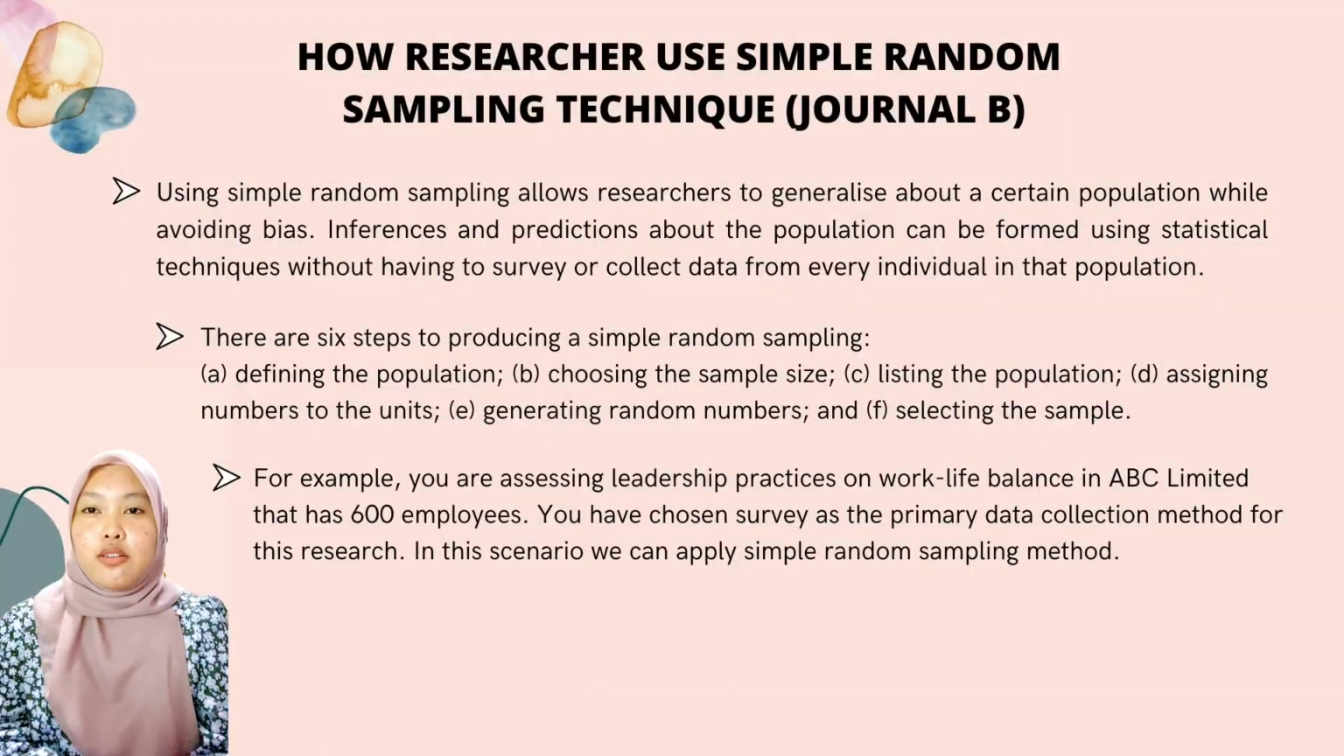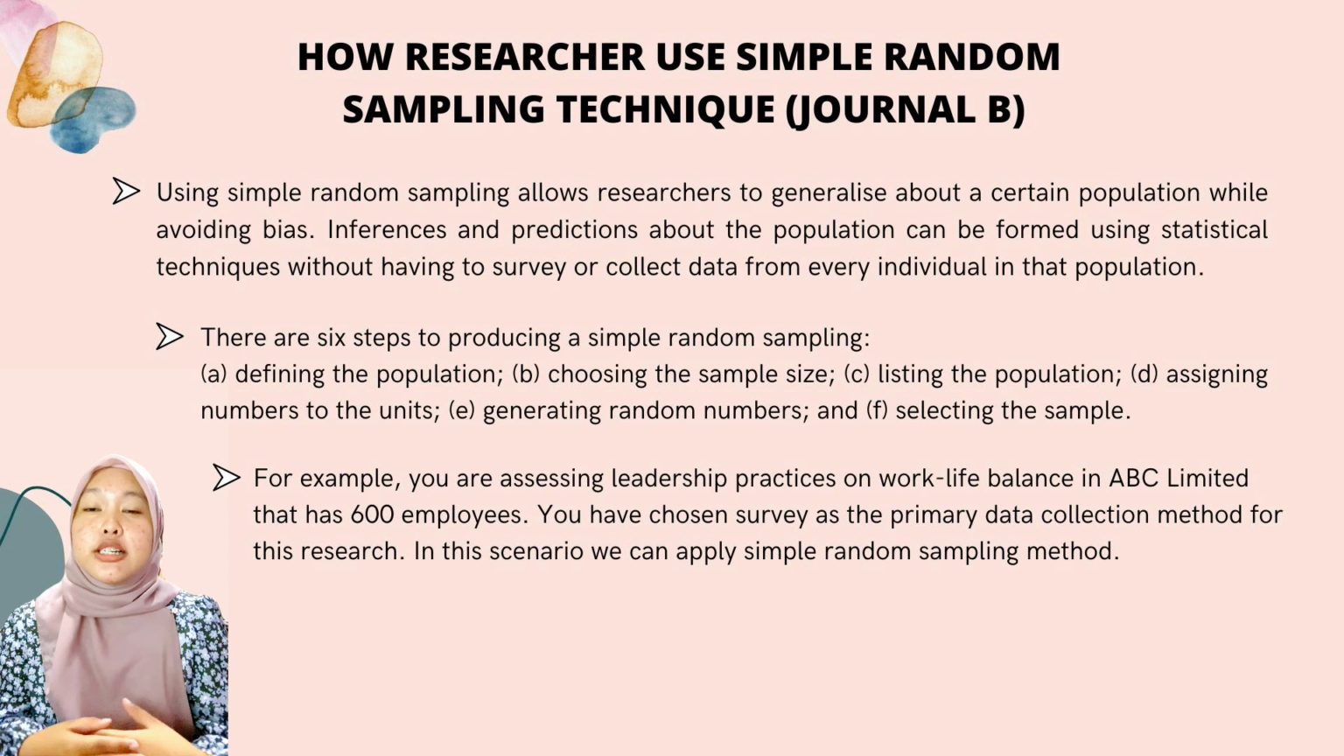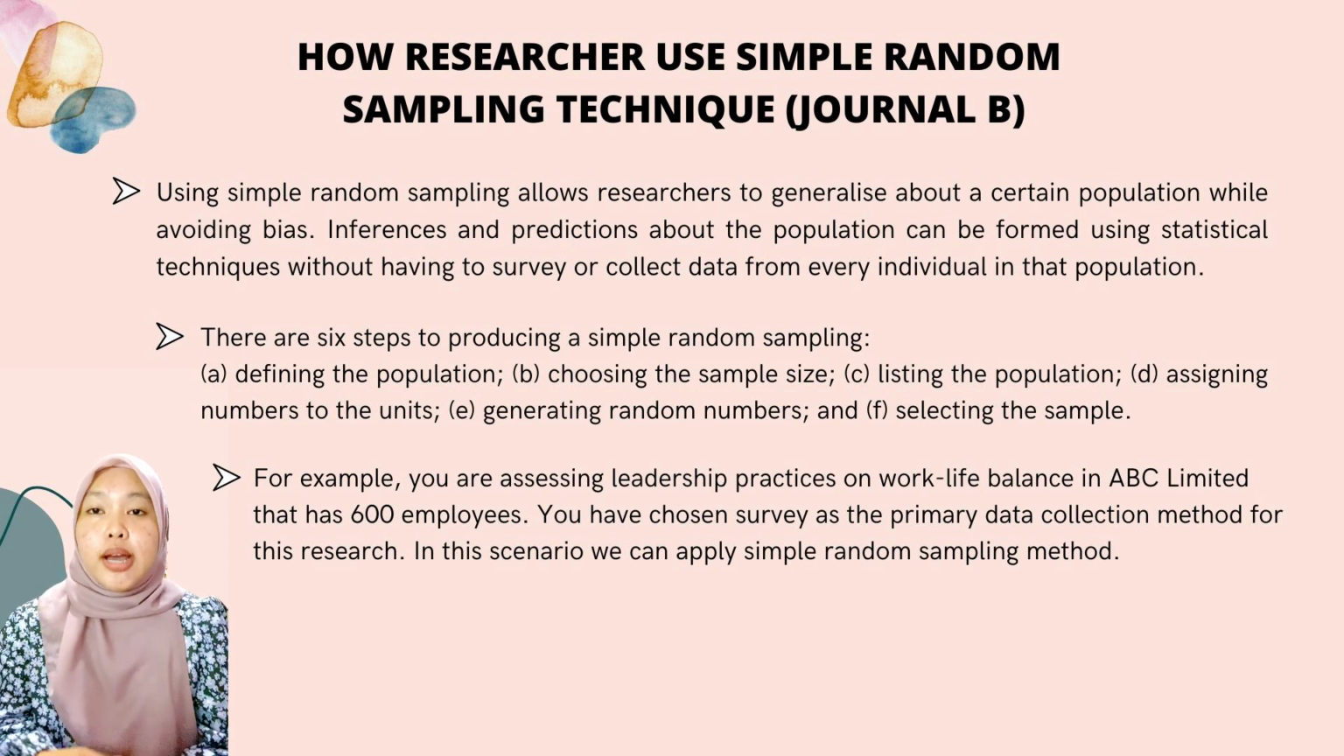Now I will explain how researchers use simple random sampling techniques. Using simple random sampling allows researchers to generalize about a certain population while avoiding bias. Inferences and predictions about the population can be formed using statistical techniques without having to survey or collect data from every individual in that population. There are 6 steps to producing a simple random sample: defining the population, choosing the sample size, listing the population, assigning numbers to the units, generating random numbers, and selecting the sample.